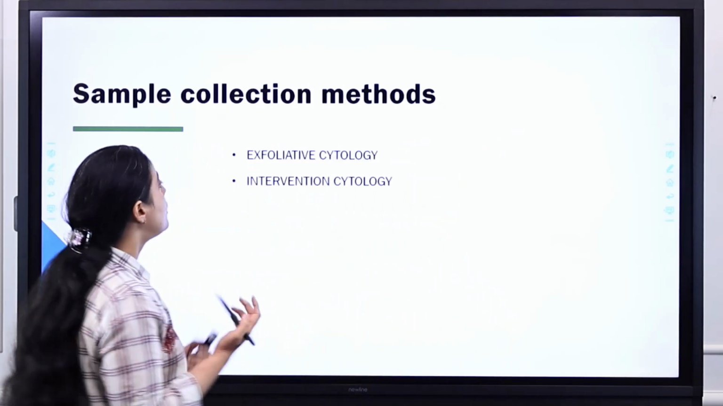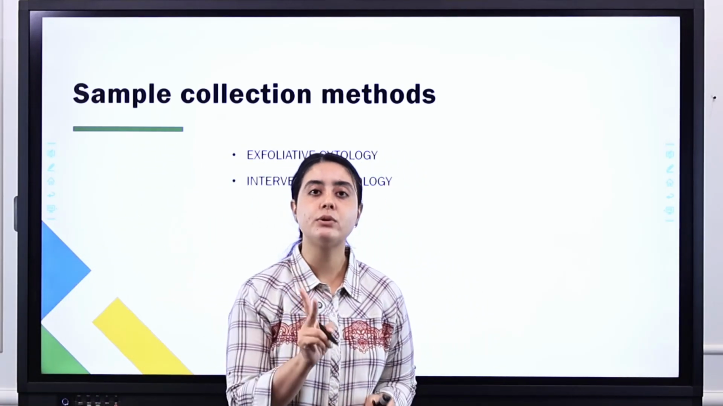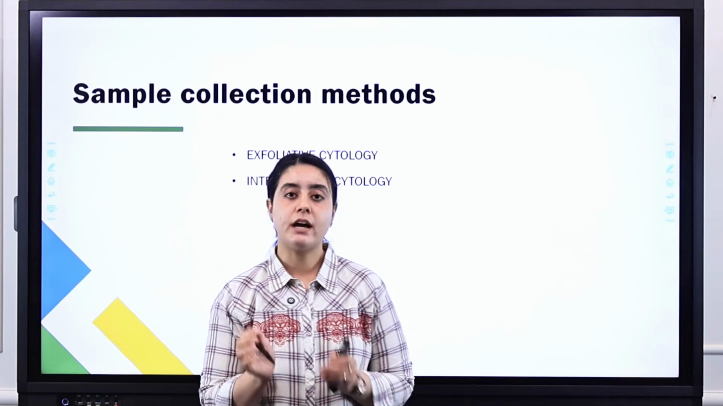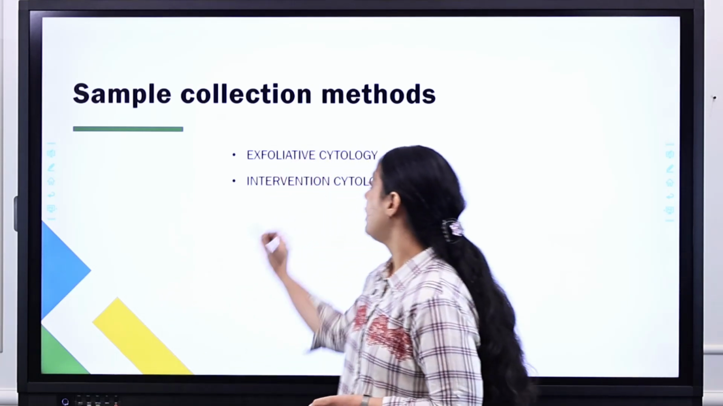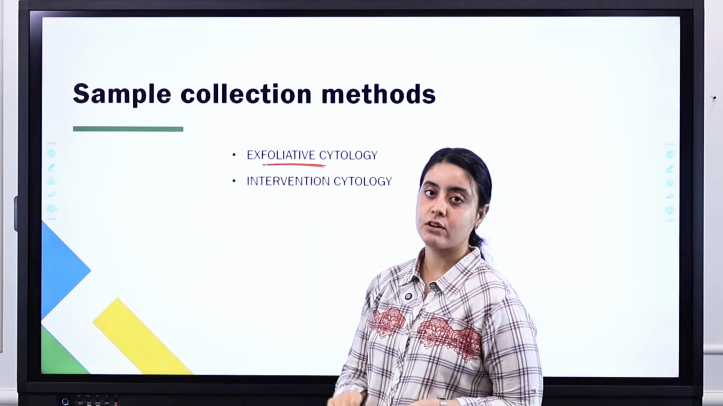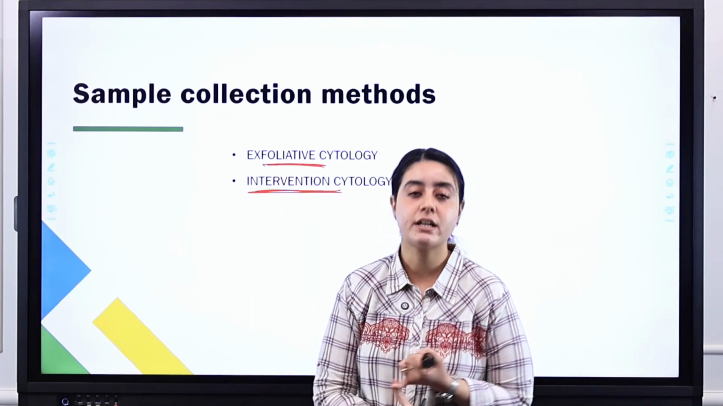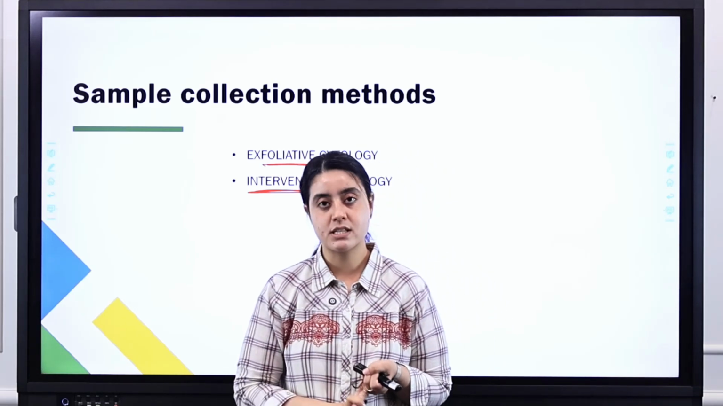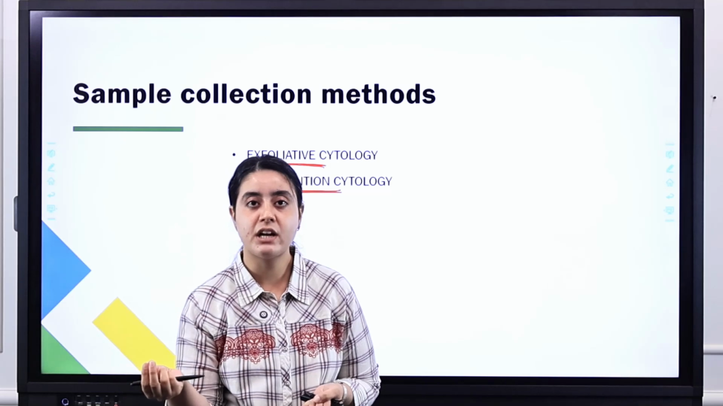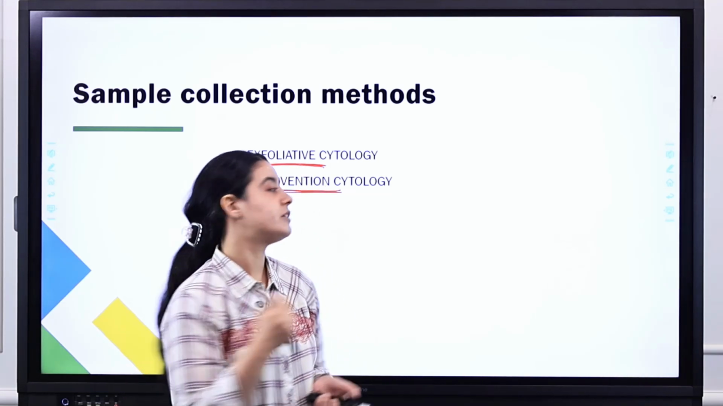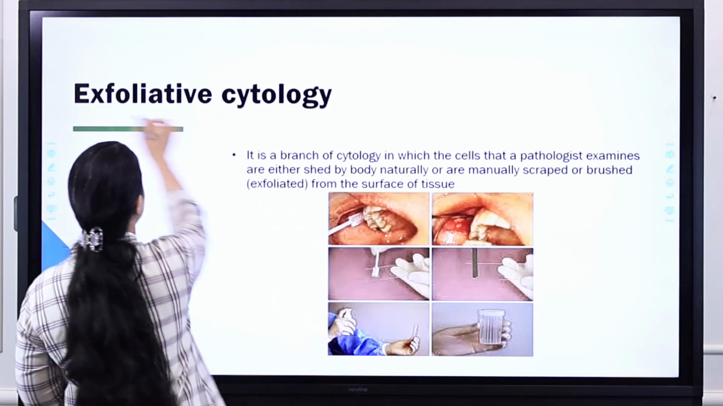Let's move forward. What are the sample collection methods? In cytopathology, there are two types of sample collection methods, and on that basis we collect our samples and perform the test. We have two methods: exfoliative cytology and intervention cytology. Now we will discuss one by one what is the meaning of exfoliative cytology and what is the meaning of intervention cytology. Let's discuss exfoliative cytology first.